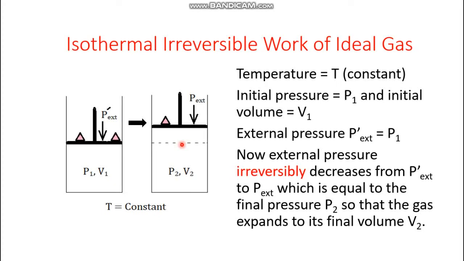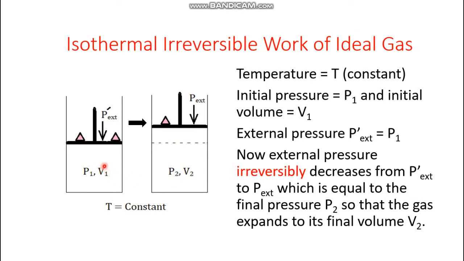Now when this external pressure becomes equal to the internal pressure, that means P1, actually P external dash would be equal to P1. Then in that case it will reach equilibrium, and until then some work would be done. So the external pressure irreversibly decreases from P external dash to P external, which is equal to the final pressure P2. So since the final pressure is P2 and these two have become equal, this P external is actually the final pressure P2. Is that point clear?